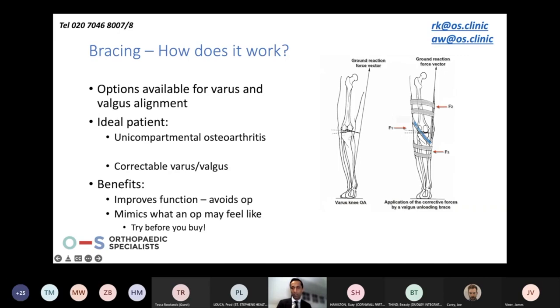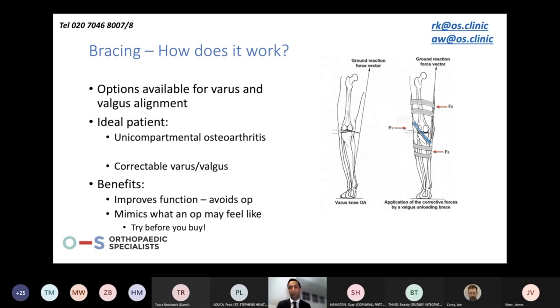Now, I find it useful because it can improve function without having to have an operation, but also it can help to mimic what an operation may give from a symptomatic view before you do the procedure. So it's a try before you buy. I think it's a very useful adjunct.